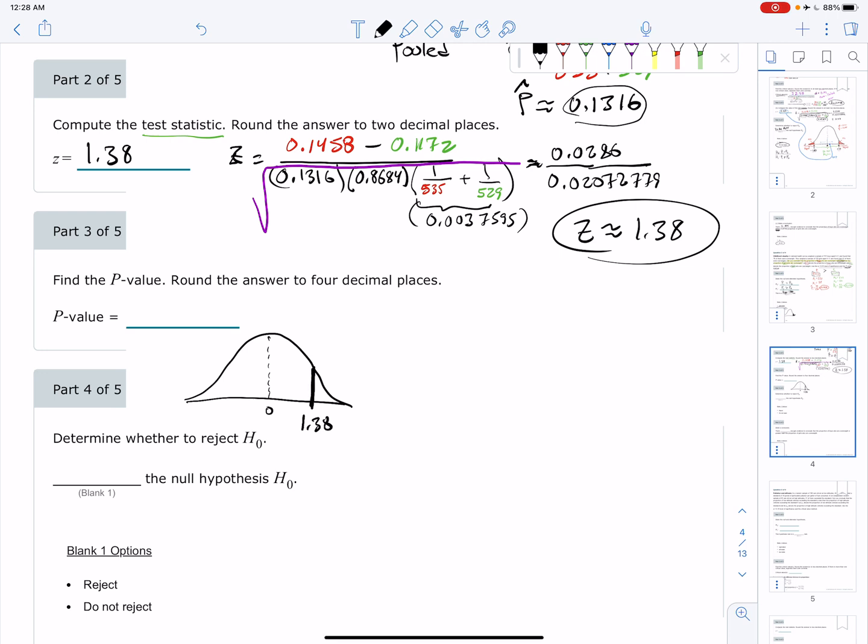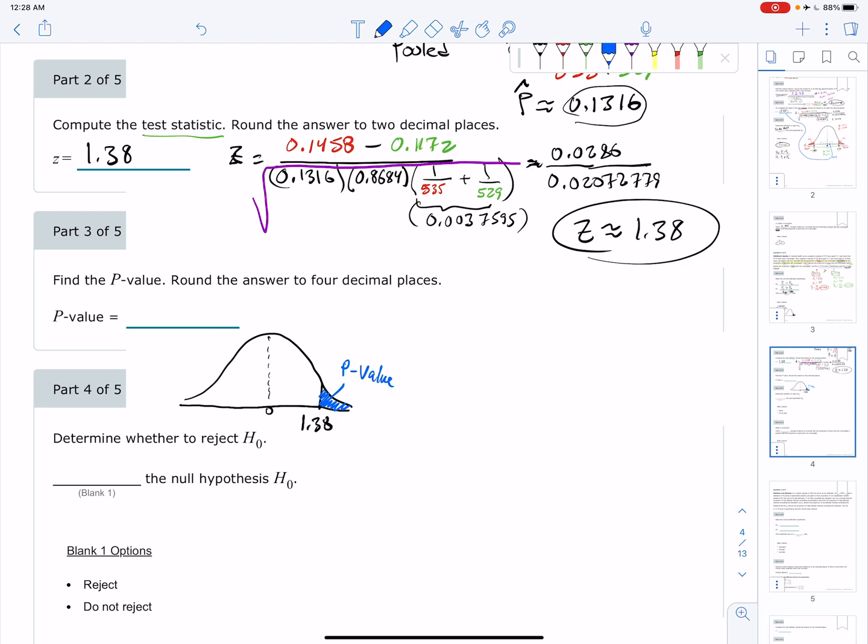So remember how I said the p-value is actually the area under the curve. Now remember this is a right-tailed test. So I'm doing a right-tailed test, and my p-value is going to be the area to the right of that z value. So remember, how do we do this? Well, you could use a calculator or you can go to a table. I'm going to go to a table.